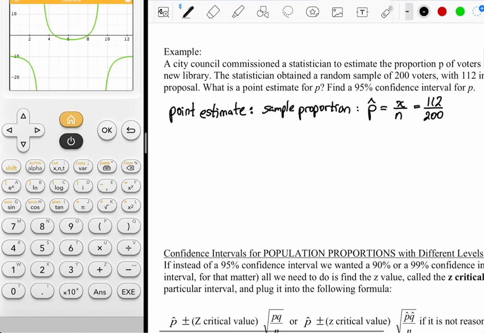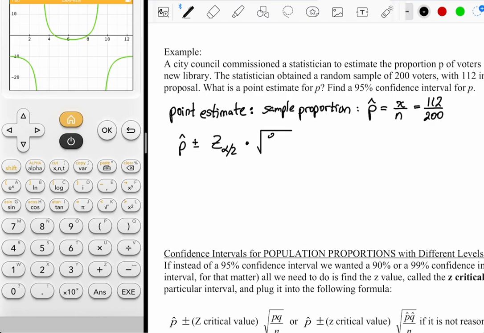Now the formula for confidence, and this is something that you get on the AP formula sheet, but they give it to you in little pieces. You just have to know how to put it together. So, p hat plus or minus z alpha over 2 times the square root of pq over n. Or p hat plus or minus z alpha over 2 times the square root of p hat q hat over n. Yeah, it's a Greek letter alpha.